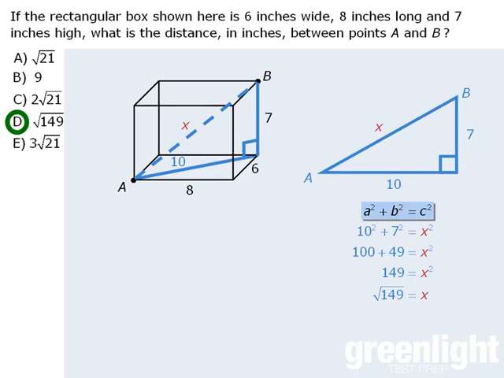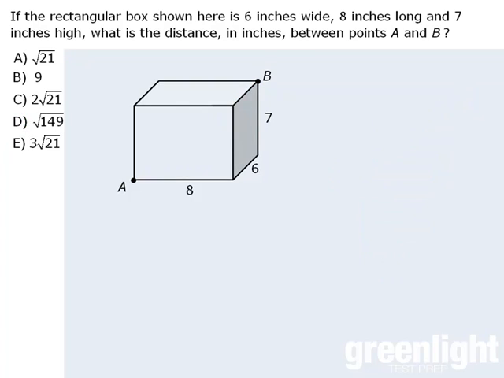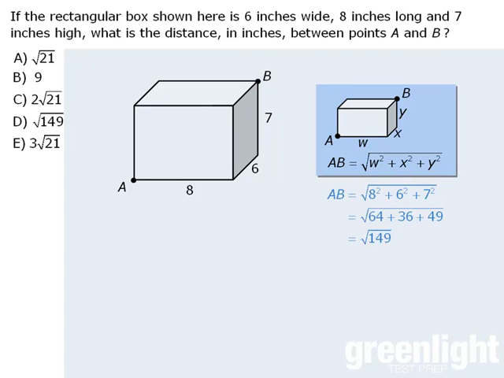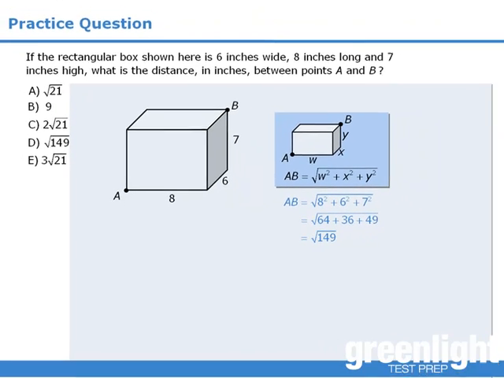Okay, now let's look at a nice formula that handles these types of three-dimensional diagonals. It goes like this. If we have a rectangular box with dimensions w, x, and y, then the distance from point A to point B is equal to the square root of the sum of the squares of the dimensions. So in this particular example, the length of AB is equal to the square root of 8 squared plus 6 squared plus 7 squared. When we evaluate and simplify this, we get the square root of 149, so the answer is still D.